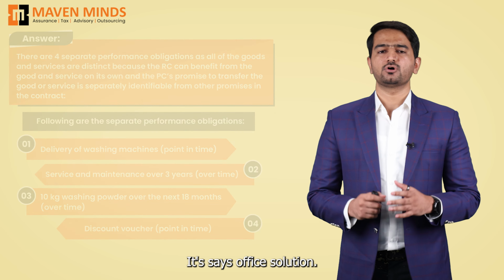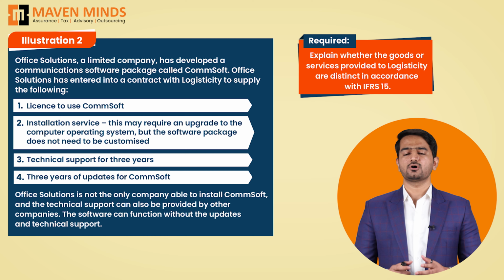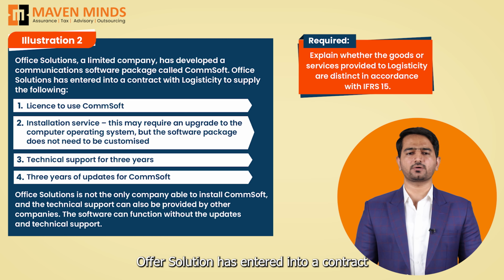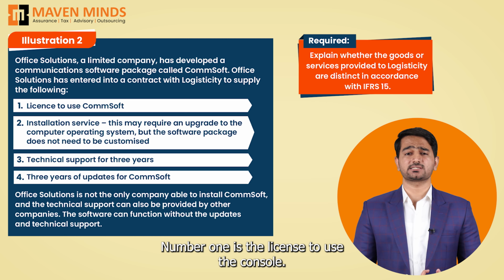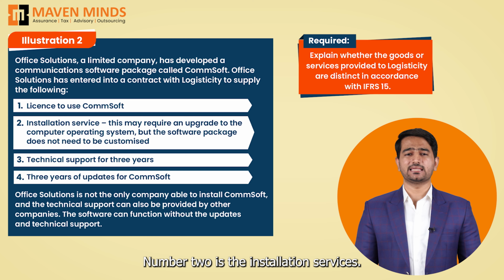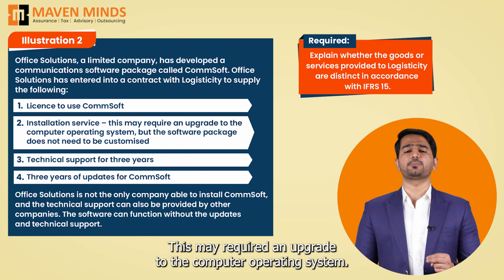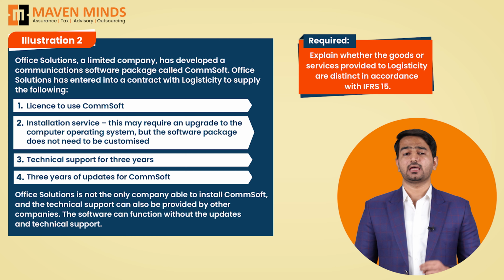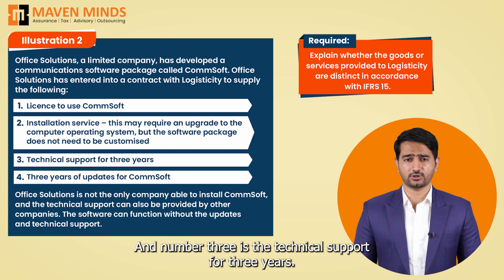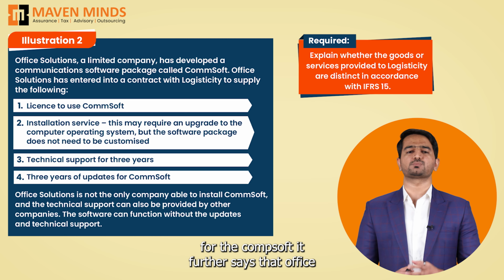It says Office Solution, a limited company, has developed a communication software called CommSoft. Office Solution has entered into a contract with Logistically to supply the following. Number 1 is the license to use the CommSoft. Number 2 is the installation services. This may require an upgrade to the computer operating system, but the software package does not need to be customized. Number 3 is the technical support for 3 years. And number 4 is the 3 years of updates for the CommSoft.